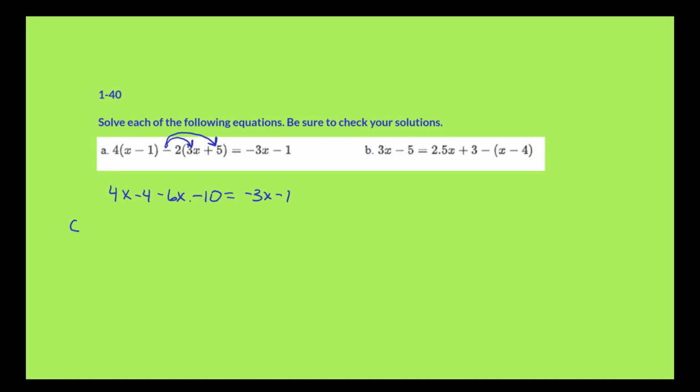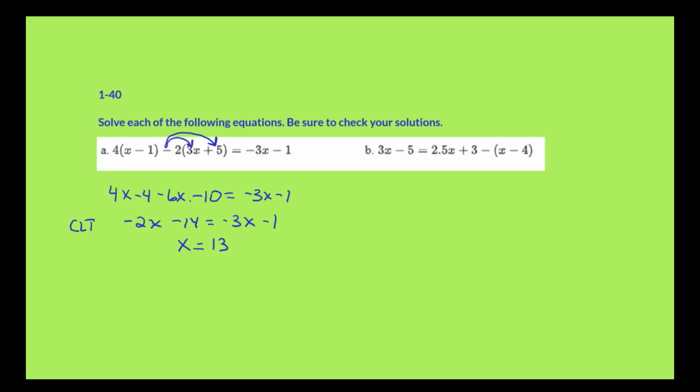The next step we're going to do is combine like terms, which I can denote with a CLT. And that's going to give me a 4x and a negative 6x, negative 2x. Negative 4 minus 10 is negative 14 equals negative 3x minus 1. Now, what I really like to do is avoid negatives. So I'm going to add 3x. And because you're Algebra 2, I'm going to do this both at the same time. So hopefully you're understanding what I'm saying. So I'm going to add 3x and I'm going to add 14. So if I add 3x, I get x. And if I add 14, I get 13 because we have a negative 1.